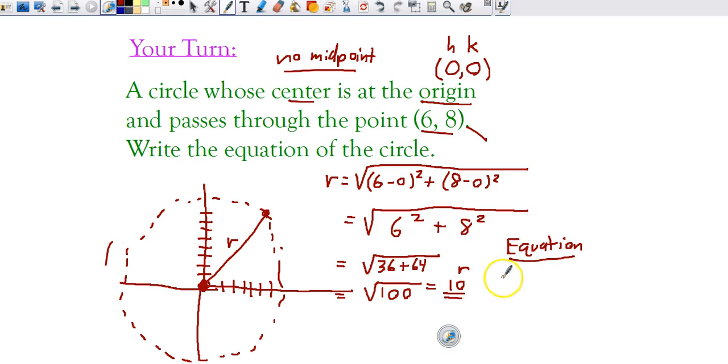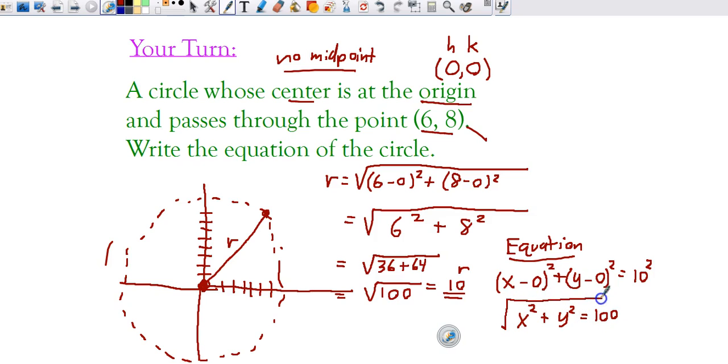And so the equation is going to be parentheses x minus 0, remember that's the h part, squared, plus y minus 0 squared equals 10 squared. And we really don't want to write those zeros, and we want to square that number. So we're going to finalize this as x squared plus y squared equals 100. And that is your final answer.